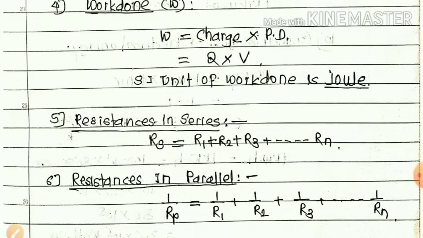When resistors are connected in series combination, the equivalent or resultant resistance RS can be calculated by R1 plus R2 plus R3 plus up to Rn, meaning the total resultant resistance when connected in series combination is the sum of the individual resistors connected in series combination.